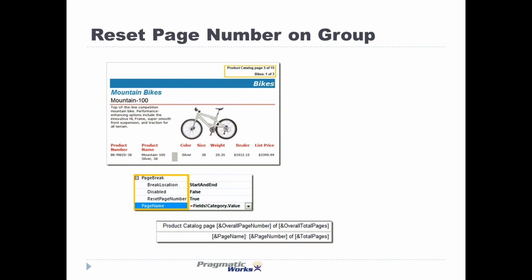So the question that they have was, let's say I'm grouping by year and 2011 starts on page 1 and finishes on page 2. At the top of page 2, I would like to say 2011 continued. Is there a way to do that?